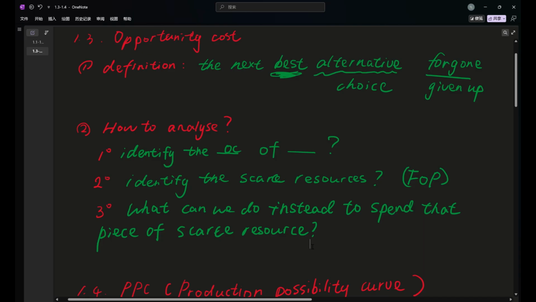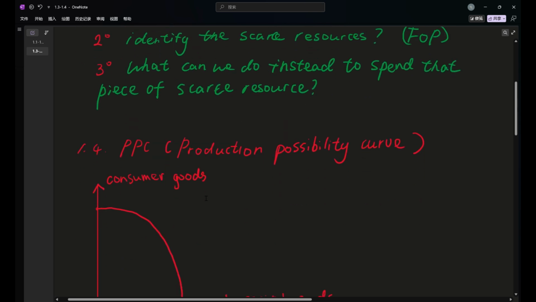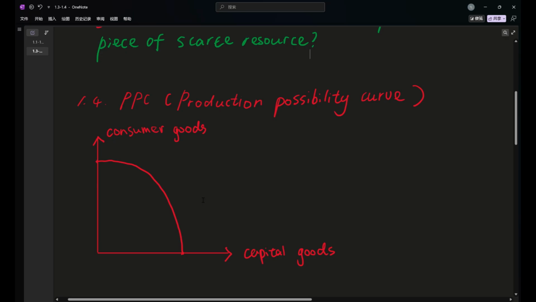I have prepared some exercises for you after this lesson. And if you think you need some practice, you can check these videos. And now we are continuing to learn more about production possibility curve. It is very important. It is the first economic model we learned. Very important.